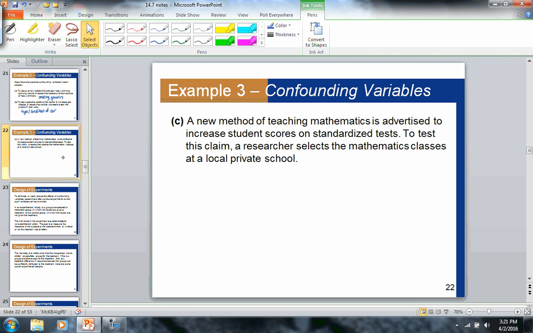Part C here, last one for example 3. A new method of teaching mathematics is advertised to increase student scores on standardized tests. Sounds great. To test this claim, a researcher selects the mathematics classes at a local private school. Well, something that could confound this research could be the teacher's abilities or the teacher's skill set, how capable they are. Are they a good teacher or a bad teacher? Are they very knowledgeable or not? Are they a brand new teacher or a veteran teacher? Something else could be student test anxiety.